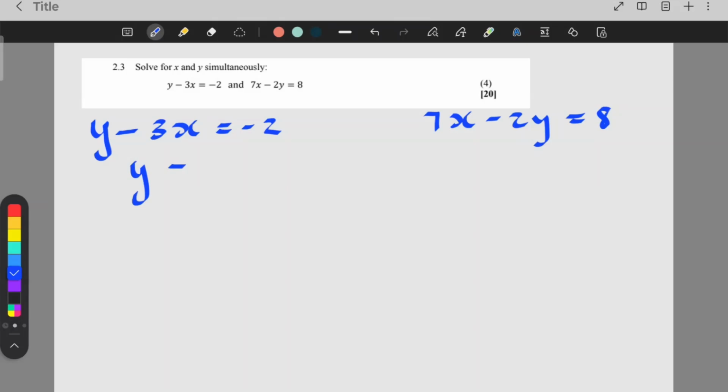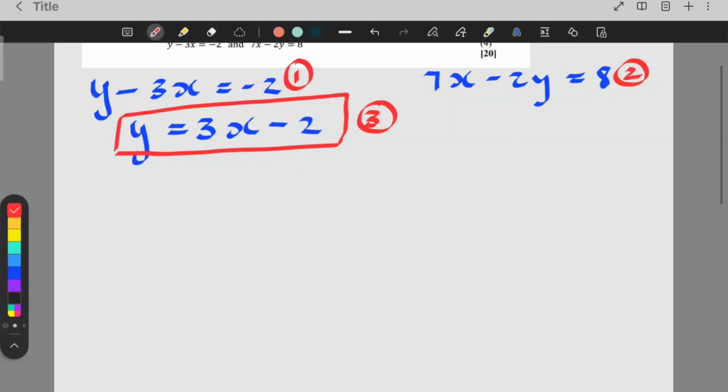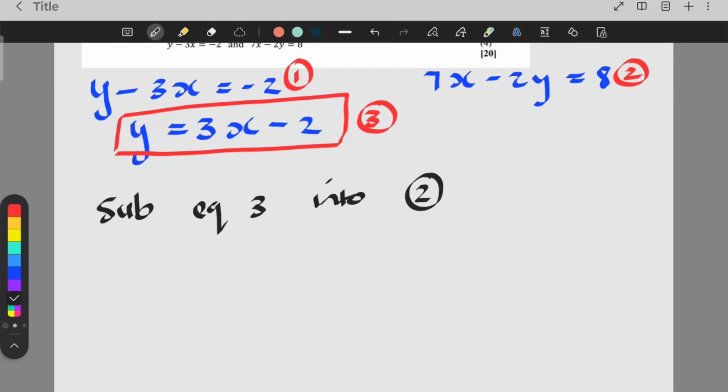So y is equal to, if you take this negative 3x over, it becomes a positive 3x, and then minus 2 stays on that side. Okay, so this is now equation number 3. This is number 1, that's number 2. Now I'm going to substitute equation number 3 into equation number 2. So not into equation number 1, because 3 came from 1. So I can't sub it into itself. So I'm going to use this one here.